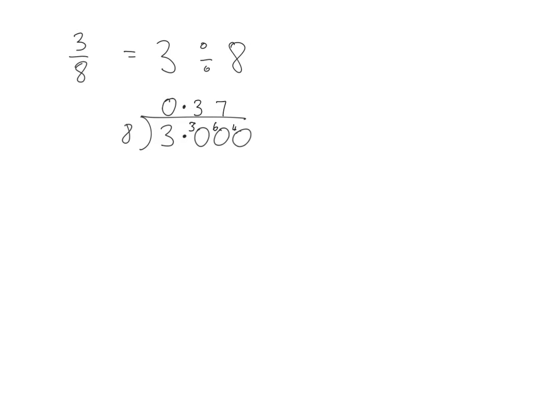8 goes into 40 perfectly 5 times, doesn't it? 8 5s are 40. So I've run out of decimal places. I can add zeros, but they won't do anything for me. And I've got no remainder, so I can stop right there. So I can say that my fraction 3/8 is exactly equal to 0.375, like so. One more example.